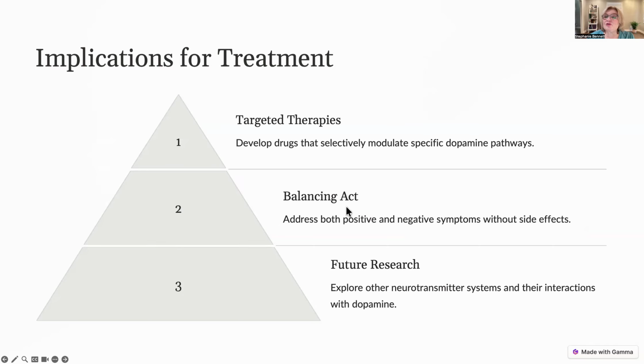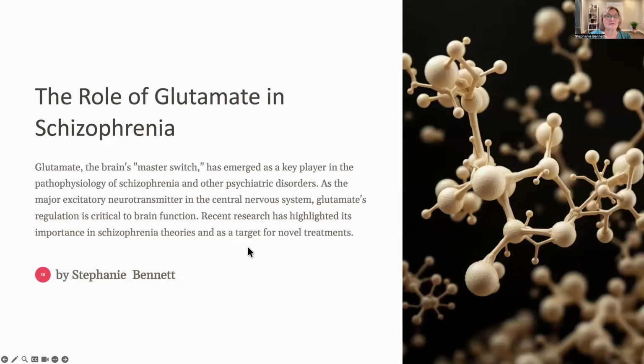So when you're talking about treatment, the goal, of course, is to develop some drugs that modulate specific dopamine pathways, but don't do the same thing to all of them. Because that can be one of our problems: blocking the dopamine on one hand helps with some of those positive symptoms but can then worsen negative symptoms and cognitive symptoms in other regions. So we're looking to address both the positive and negative symptoms without significant side effects. So they're still improving second generation antipsychotics. More to come on that.